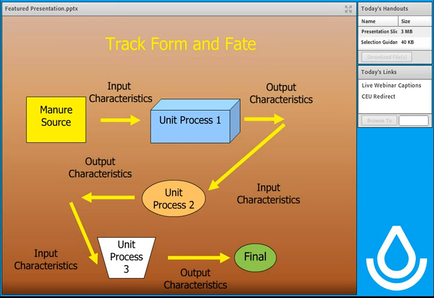Now, this can become quite complicated when dealing with multiple waste streams, when you have multiple buildings. Again, the issue of having a good diagram is so important for this, to make sure that all the elements come together at the end.